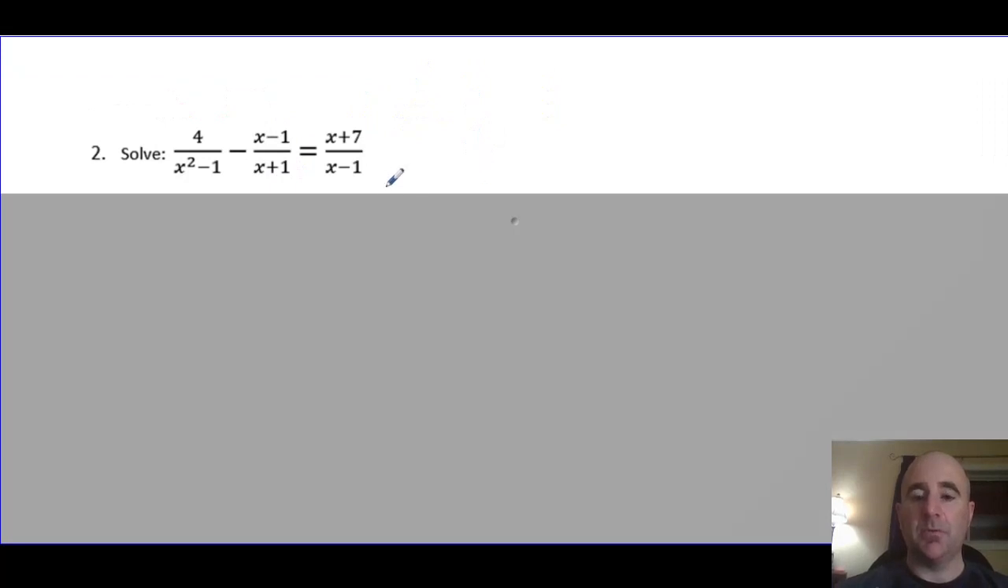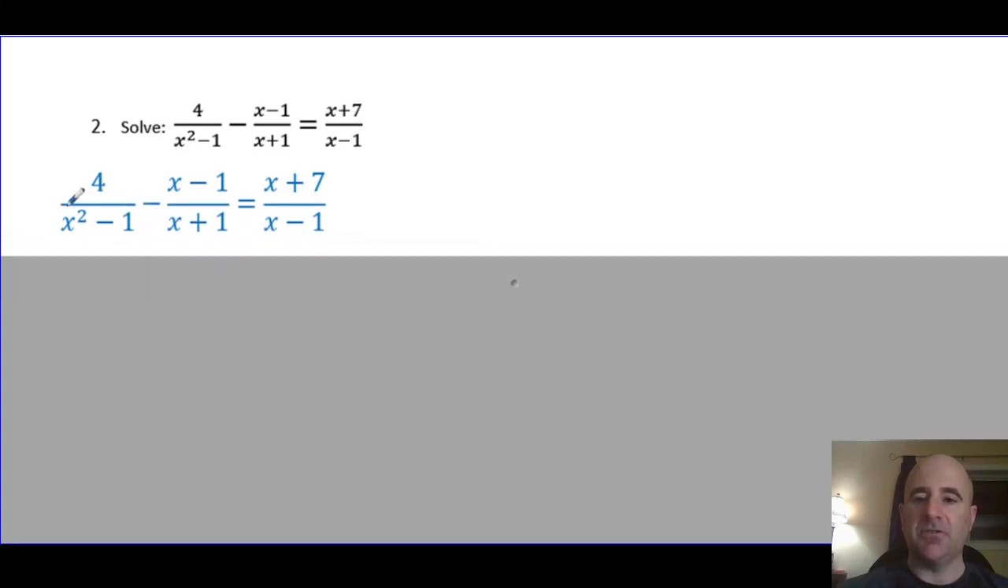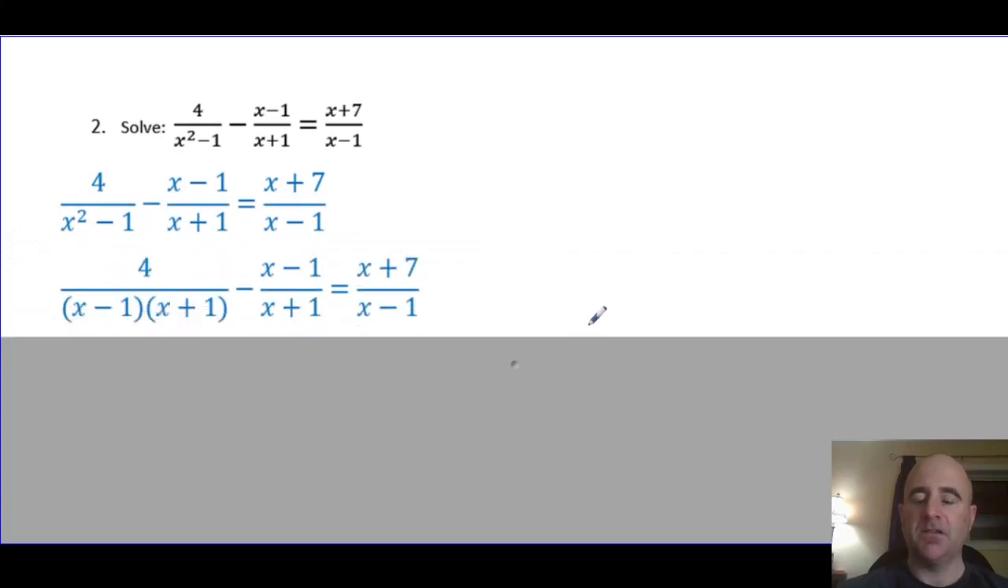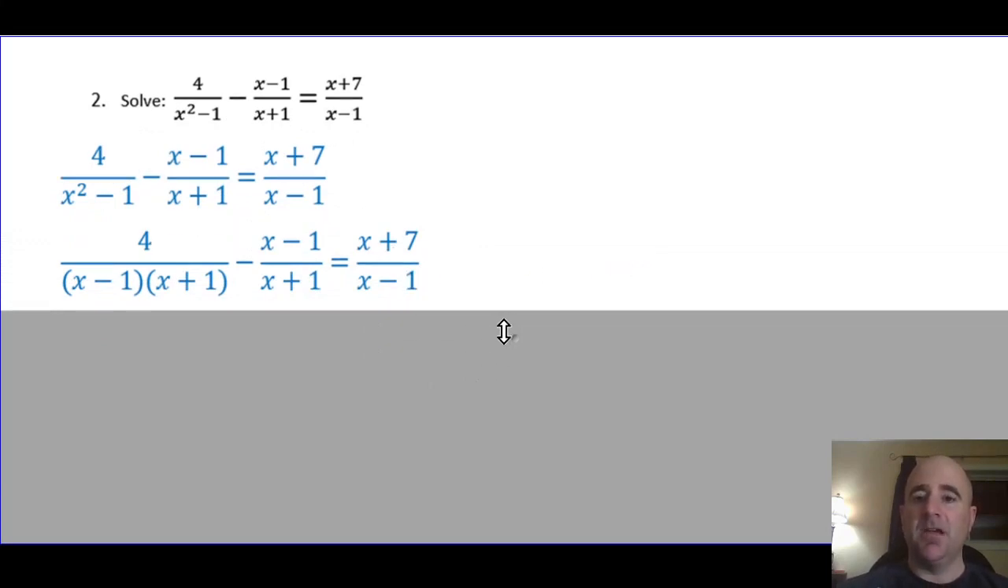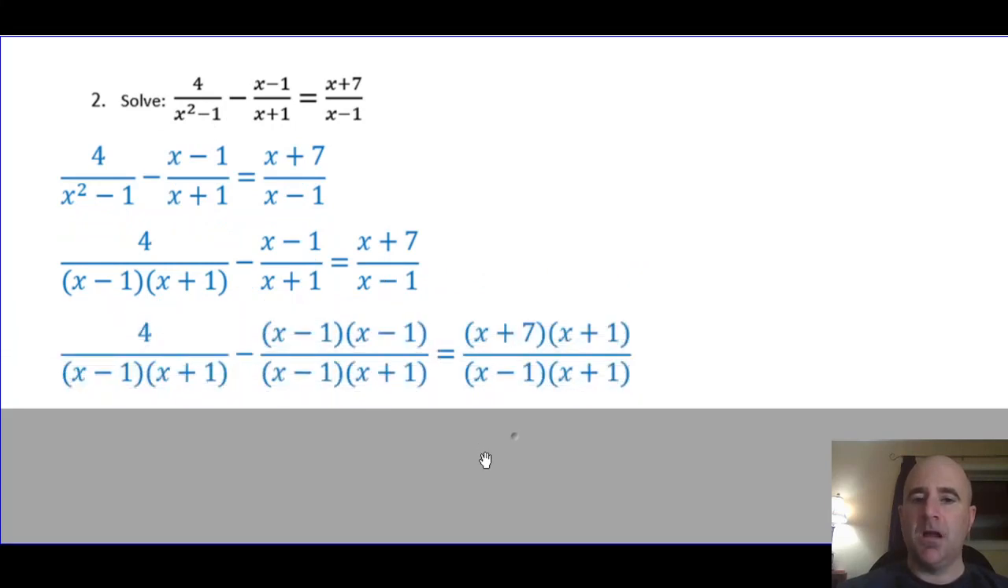So the next example is quite a bit more complicated. You can't just cross multiply here. But what you can do to make it look like the previous example is combine all the rational expressions into one. Now the first step I actually do here is I'm going to factor this denominator. Okay, so I did factors to x minus 1, x plus 1. Then I'm going to find a common denominator for all three terms.